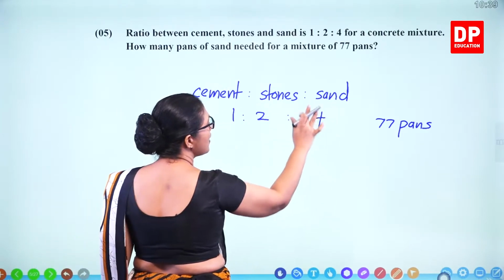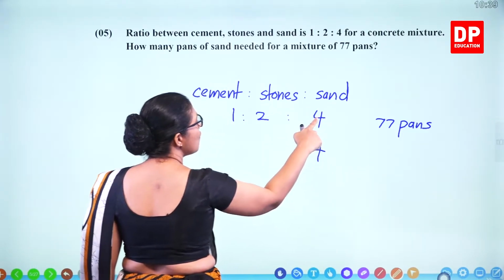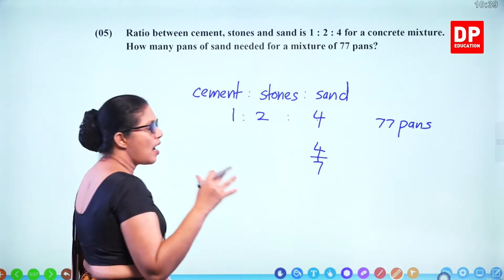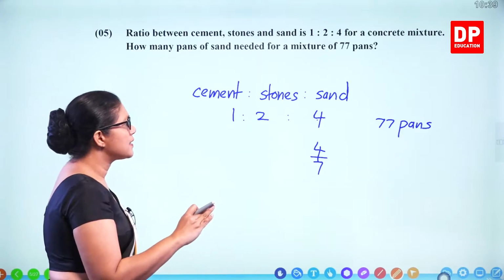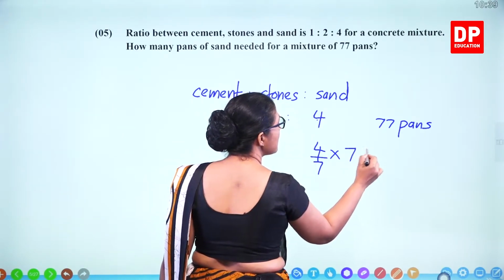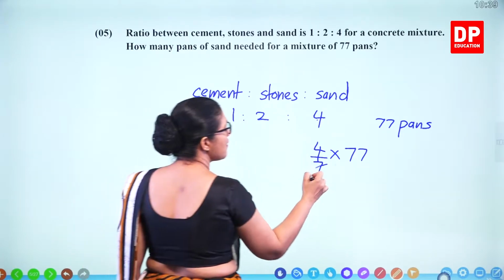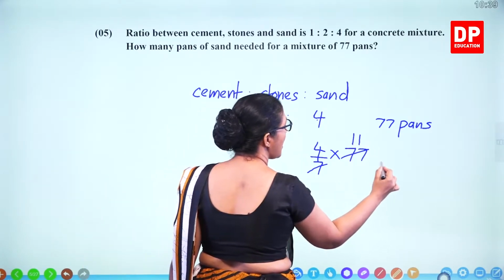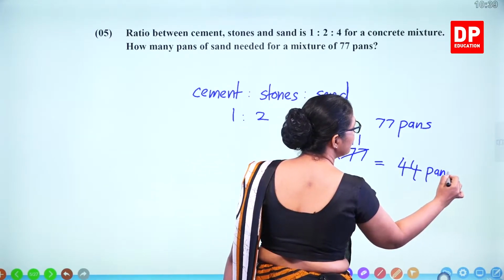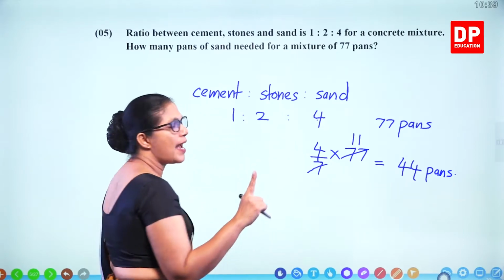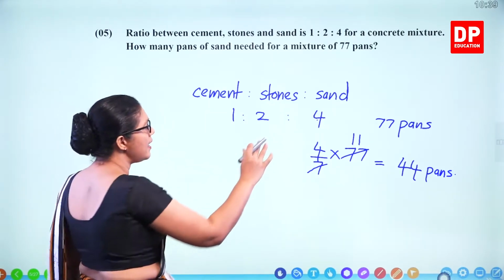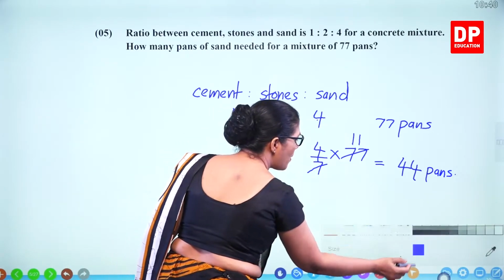Only this part. So first write as a fraction: 4 out of 4 plus 2, 6, plus 1, out of 7. Out of 7 parts, 4 parts are sand. So what about the 77 mixture? 7 times 11, 11 times 4, 44 pans needed for a 77 pan mixture. So 44 pans of sand. So we only need this part. So 2 marks for that.